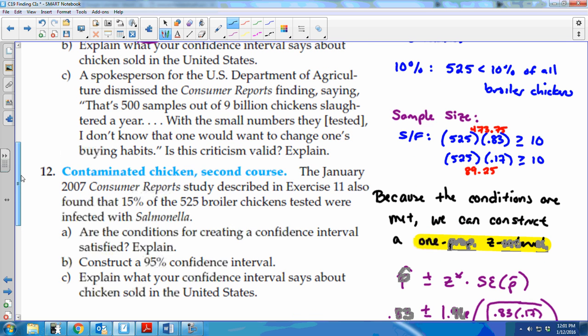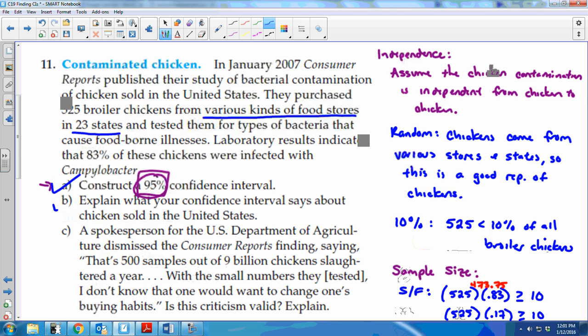So, we answered A, and technically we already answered B because it says explain what your confidence interval says about the chicken sold in the U.S. I already interpreted the interval. Now, C, this is just a good discussion question here. A spokesperson for the U.S. Department of Agriculture dismissed the Consumer Reports finding, saying that's 500 samples out of 9 billion chickens slaughtered a year. With the small numbers they tested, I don't know that one would want to change one's buying habits. Is this criticism valid? And explain. What's the entire point of a confidence interval?